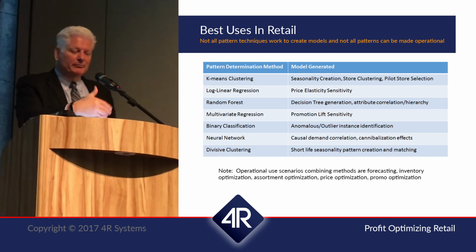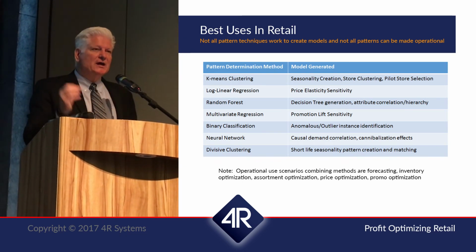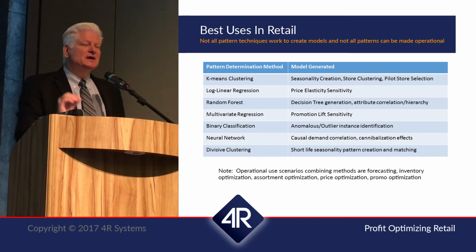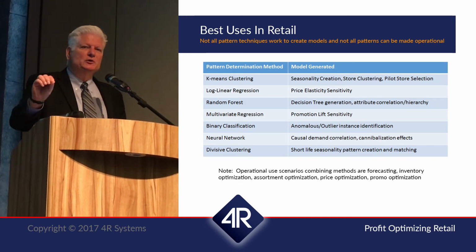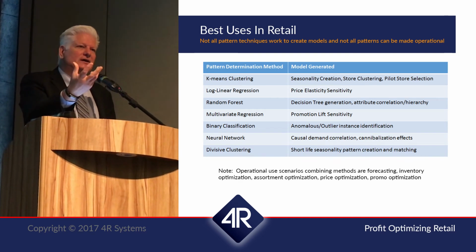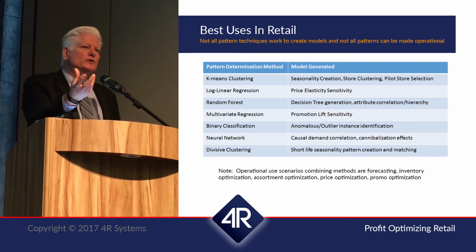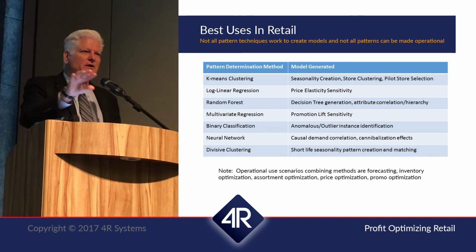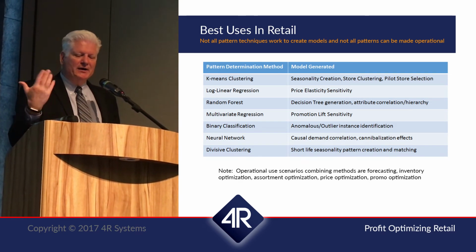An example further down, like I said, random forest. This is an amazing piece of machine learning and technology that can look at all of your attributes, and it can, in effect, tell you what are the most important ones to the consumer based upon that category as it sells.